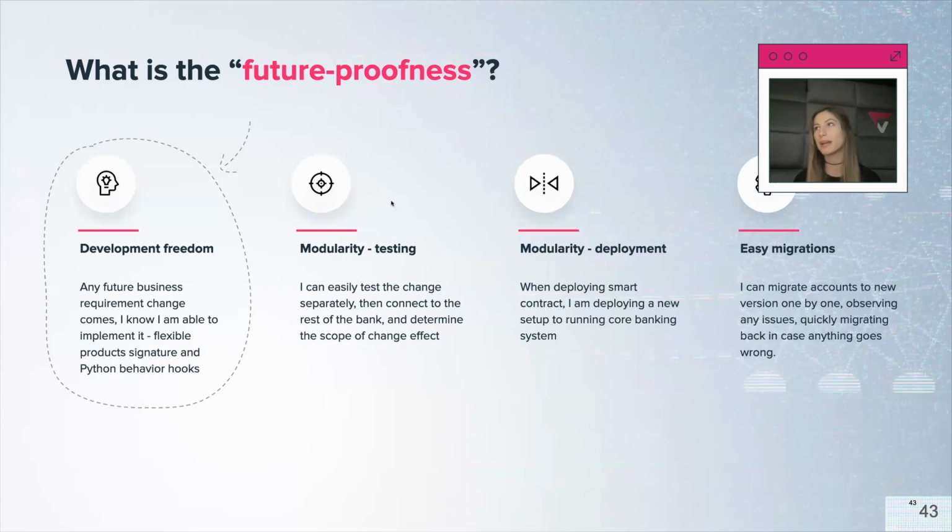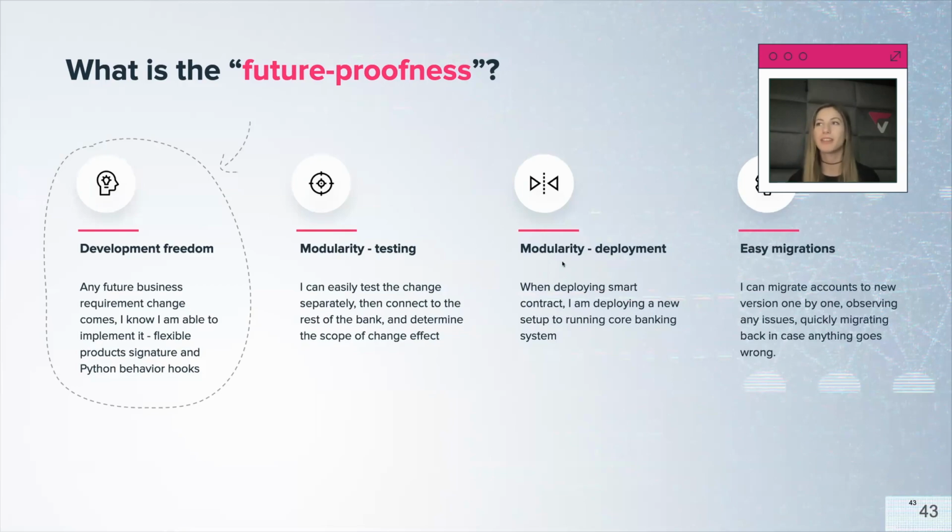In case I modify a product or add a new product, I can easily first test the changes separately, then connect the change to the rest of the bank and test it together. So I know that I limit the risk of breaking the whole bank in future in case I modify something, right? Which is another nice way to have more control over the changes you make in future.